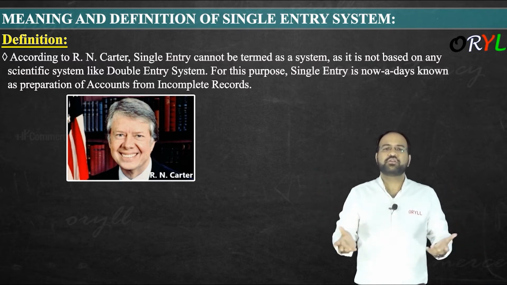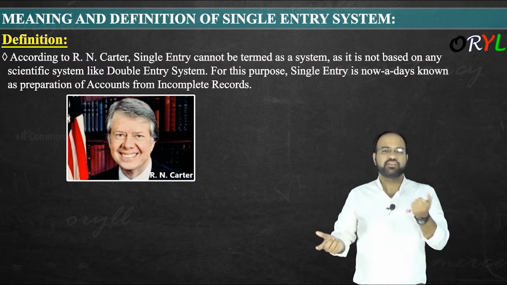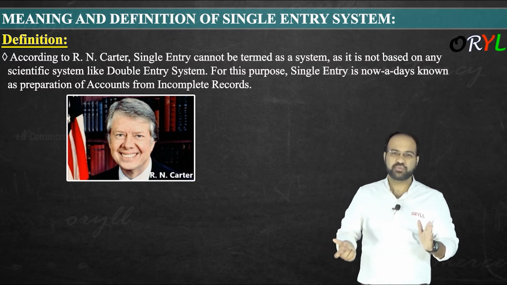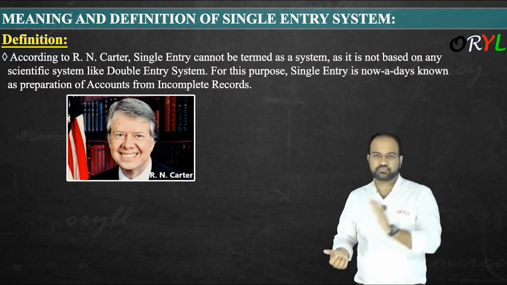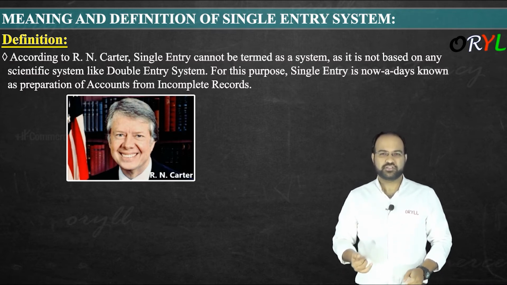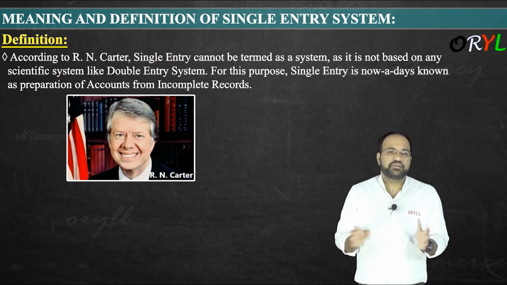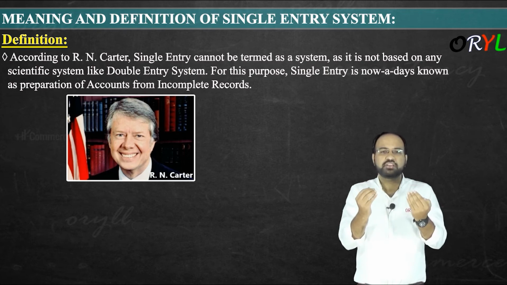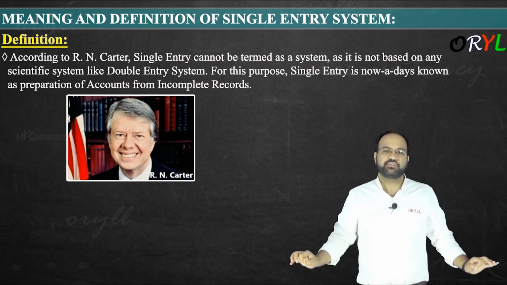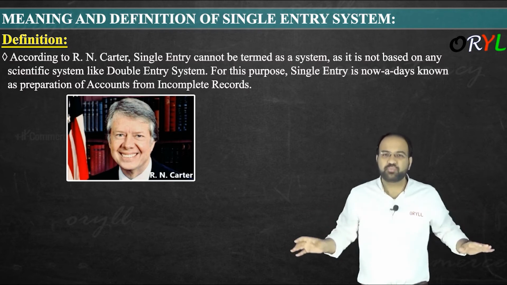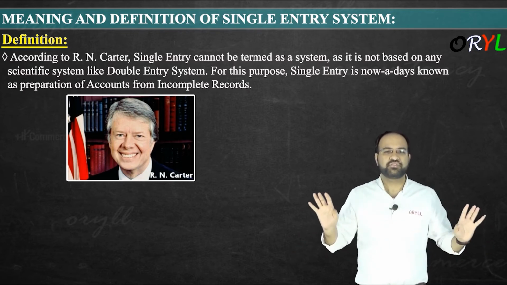Why? Because it is not based on any scientific method. Like we have the double entry system, it is based on some scientific method like nominal accounts, real accounts, and personal accounts. Yes or no? So there we have certain concepts, certain principles. Everything there is in a scientific manner, but here we do not have any scientific manner. Hence he is saying that it cannot be treated as any system of accounting.